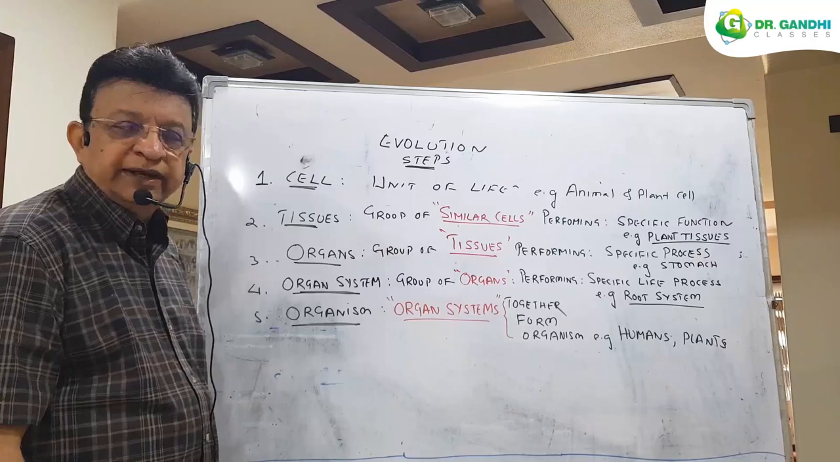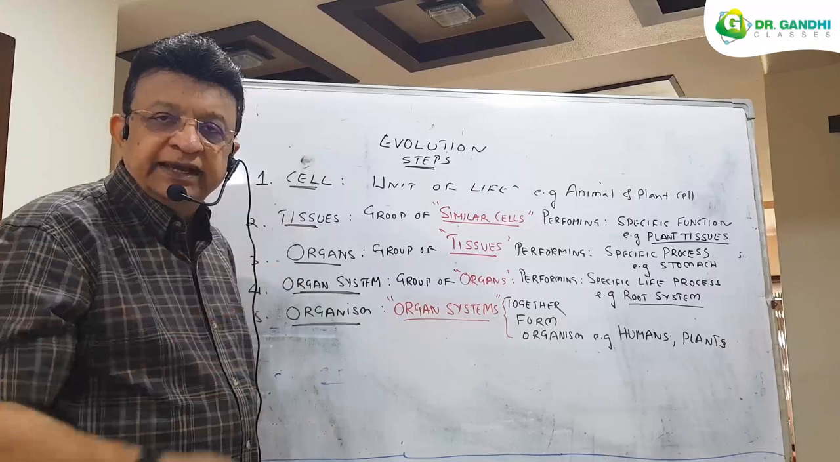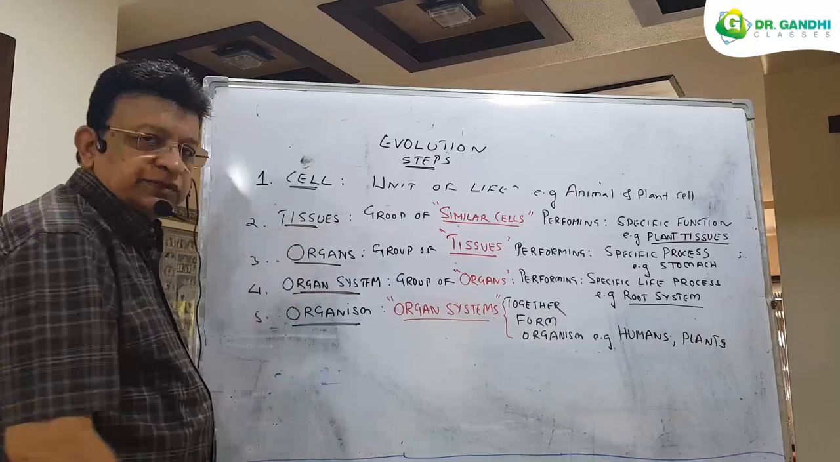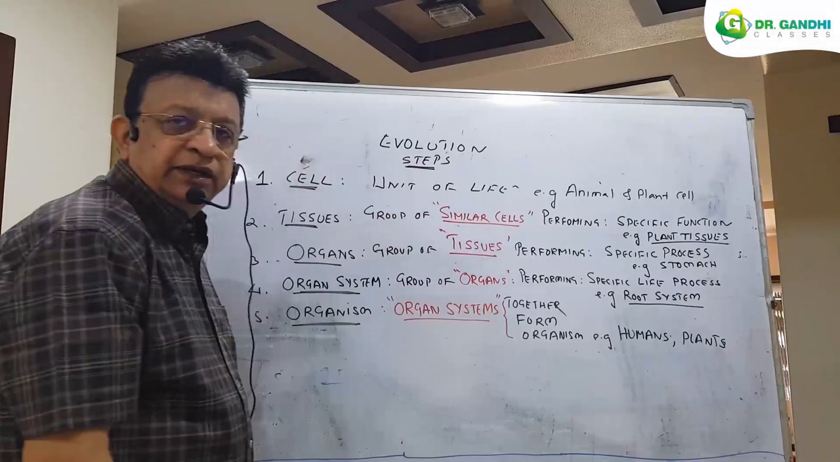Why do we require evolution? That is because organisms start becoming multifunctional, and unless they evolve, they will not be able to carry out those complex life processes. So therefore, after cell, the next step is tissues. What is a tissue? Pay attention, it is a group of similar cells. Why should the cells be similar? That is, before they are going to perform a specific function. Example, plant tissues. So today I am going to teach you plant tissues.